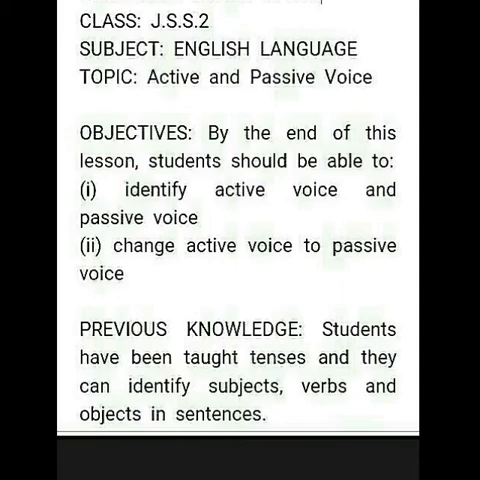Today's topic is active and passive voice. By the end of this lesson, you are expected to know if a statement is in the active form or in the passive form. And you should also be able to change active voice to passive voice, and from passive voice back to active voice.